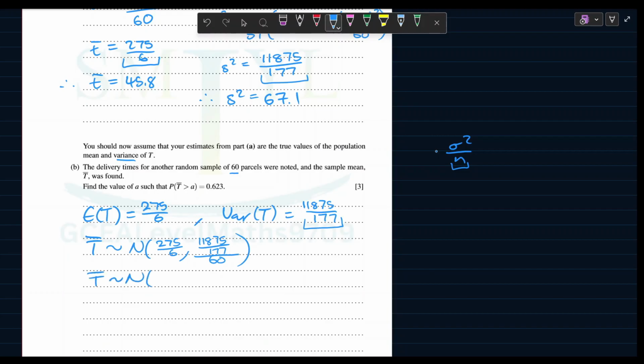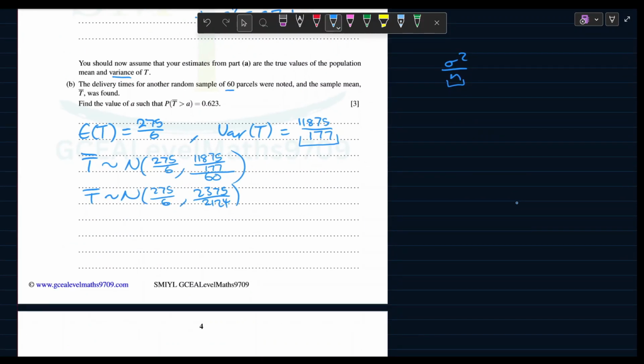So let me just rewrite this. Our mean is still 275 over 6, and I want us to simplify our variance. So that is 11,875 over 177 over 60, which gives us 2375 over 2124.